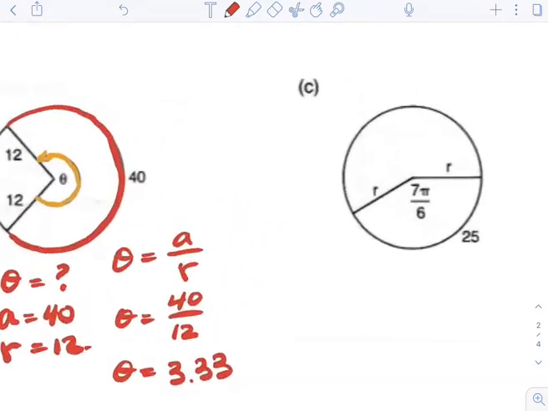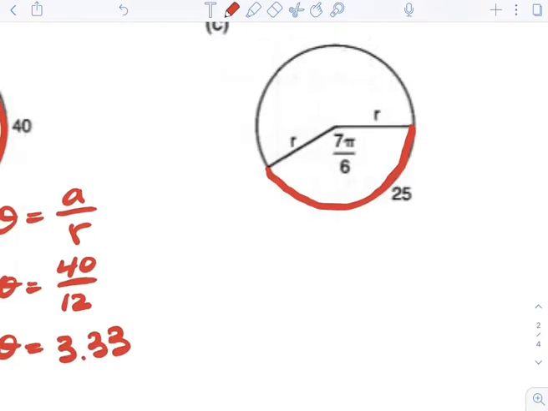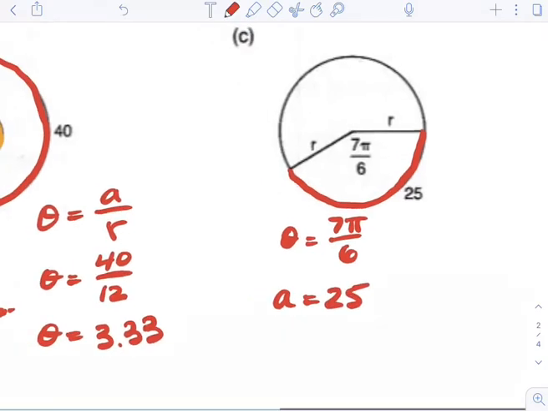And the last one over here, notice that the radian is written a little bit different. So what does that mean? Well, I know that my arc length is equal to 25. I don't know my radius, but we know that our angle is equal to 7 pi over 6. So let's fill those in. Angle is equal to 7 pi over 6. My arc length in this case is equal to 25, and we're trying to find out our radius. So I'm just going to fill these into our formula. Theta is equal to 7 pi over 6 is equal to 25 over r.